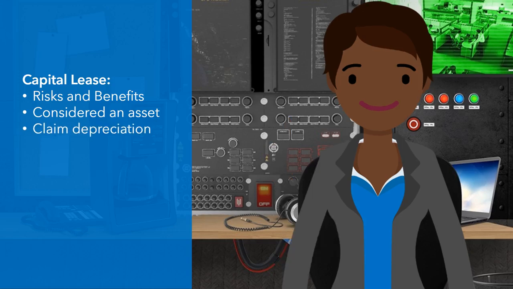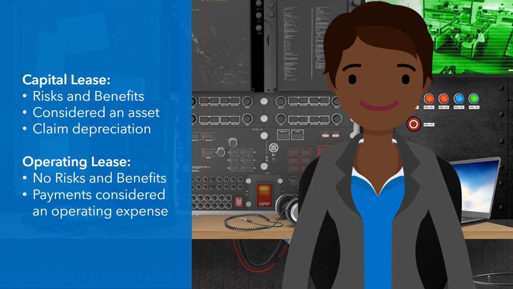This is all different with an operating lease because ownership is retained by the lessor. The risks and benefits stay with the lessor. Because of this, payments are considered an operating expense and so show up on the profit and loss statement. For tax purposes, an operating lease is considered a rental expense.